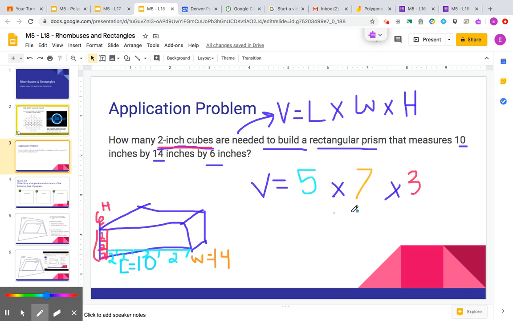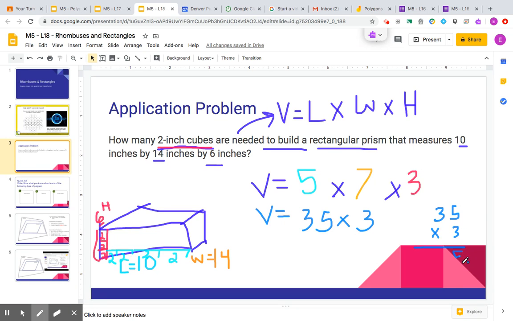Now that I have the number of cubes for my length, the number of cubes I need for my width, and the number of cubes I need for my height, let's multiply. 5 times 7 is 35. I multiply by 3. Now I can use an area model, repeated addition, or standard algorithm to solve. I'm going to do standard algorithm.